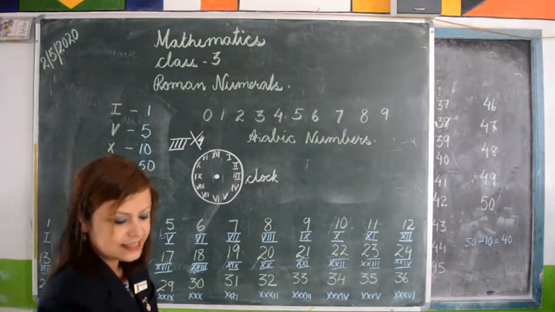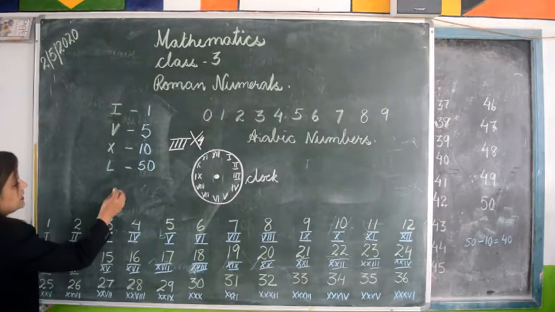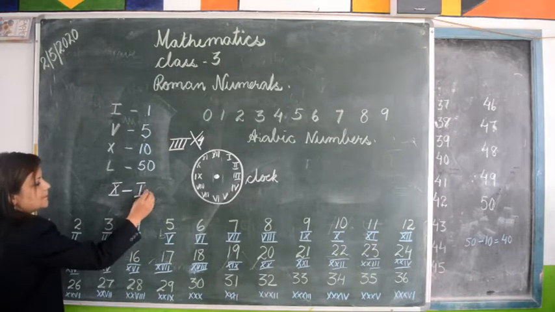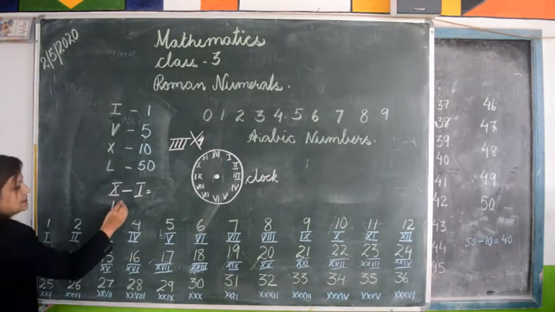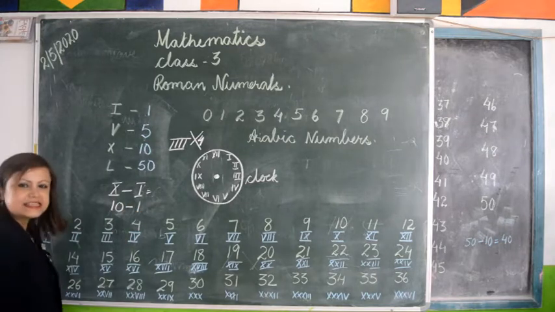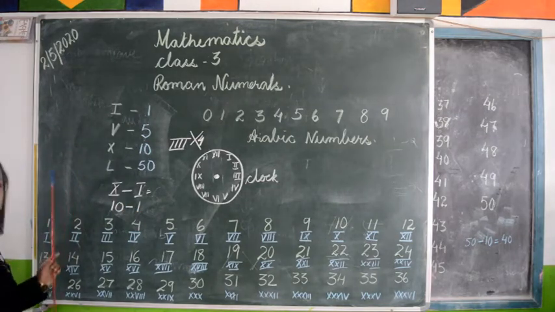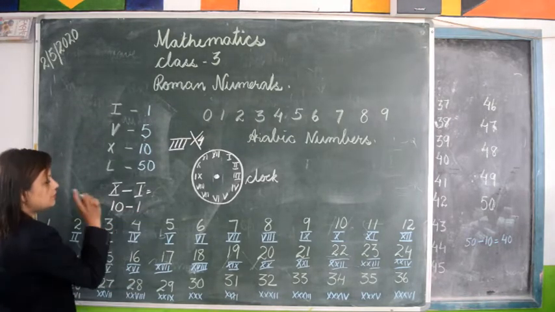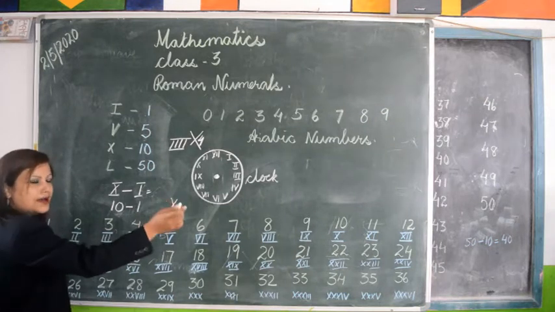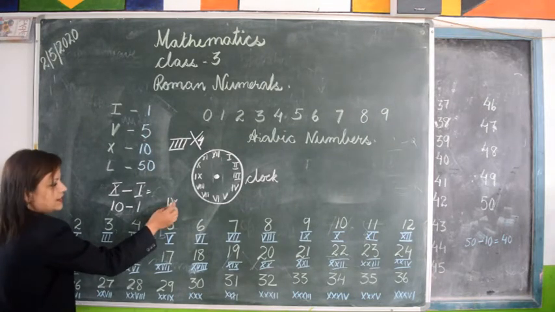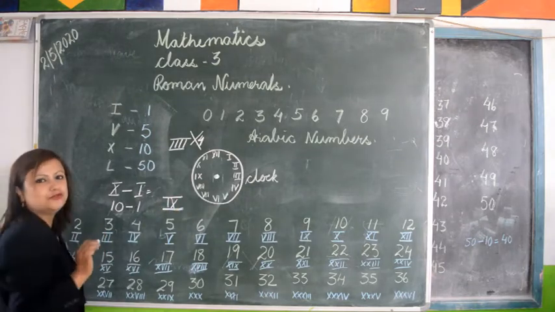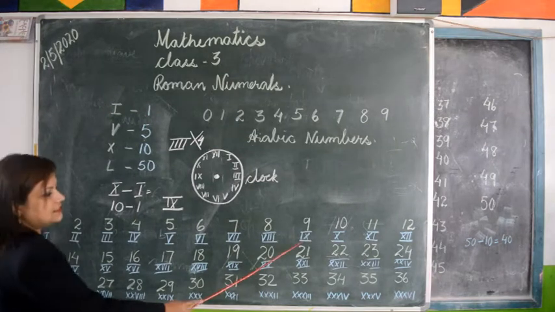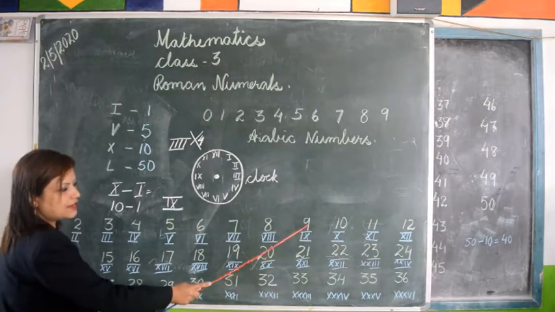How do we write 10? See, again, 10 minus 1 makes 9. Again, we have to apply the same rule. Okay? 10 minus 1 makes 9. So, how do we write 10 here? 10 minus 1. 1 is I. So, this is how we write 9. Alright? Now, see. This is 9. 10 minus 1, we make 9.